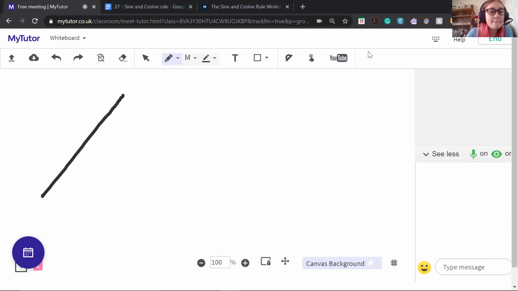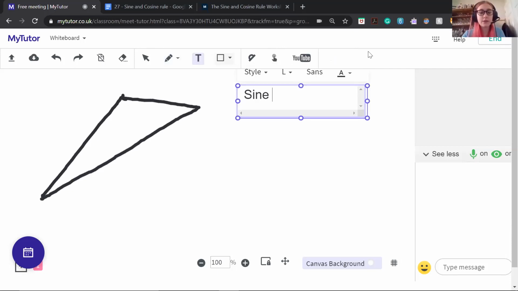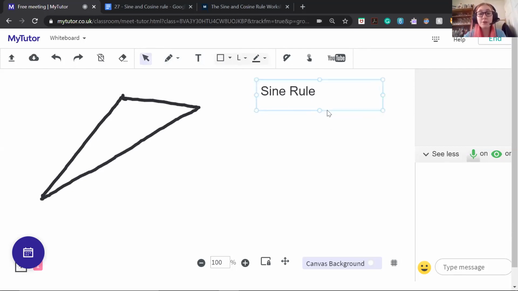So let's start off by looking at the sine rule. Now they're called these because the sine rule uses the sine trig function and the cosine rule uses the cosine trig function. So there are three: sine, cosine, and tangent. And just as an introduction, and I'll say this tomorrow as well, trig functions are literally just things that map something to another.